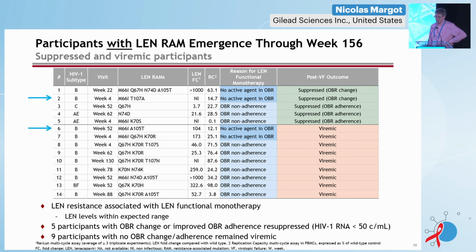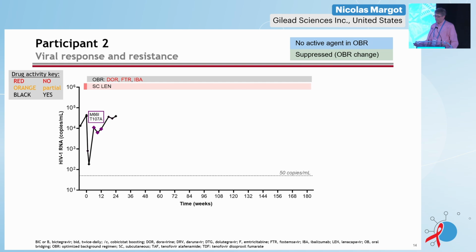So in the interest of time, I'm going to describe 2 examples of participants with resistance, one who was suppressed and one who remained viremic through the study, after the resistance analysis. So this is participant 2, where the viral response and the resistance are indicated. Again, you can see on top the OBR.